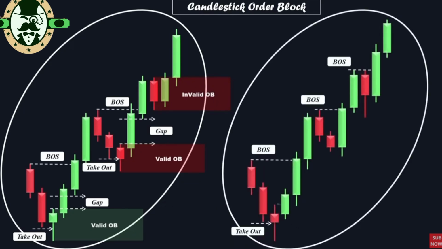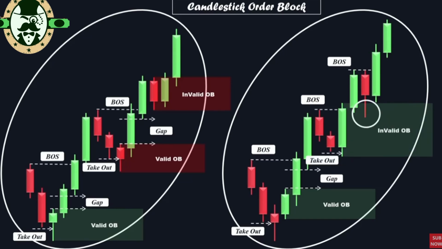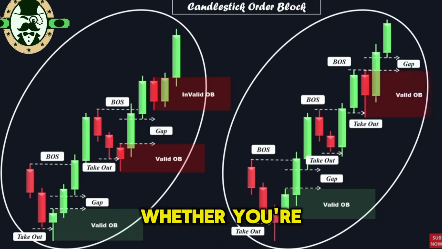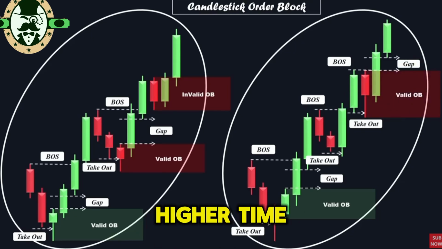Let's look at some examples. Imagine a red candle forms just before 3 strong bullish candles. If that red candle sweeps liquidity, creates imbalance, and remains unmitigated, it qualifies as a valid order block. On the other hand, if a block is mitigated immediately or fails to create imbalance, it's not valid, and we move on to the next candle. This same logic applies in bearish markets, and it works across all timeframes, whether you're scalping on lower charts or trading higher timeframes. Now let's test this on a live chart.